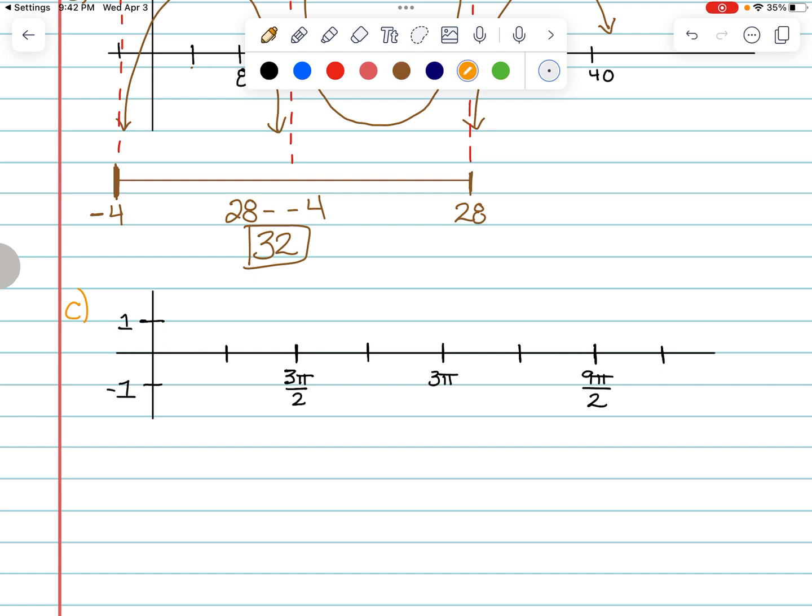Some of the graphs just get a little more challenging because they start to do things like put things in radians. The process is the same. Oops, I'm going to try that again. I'm going to try to just make it a little smoother. I'm not erasing anything.